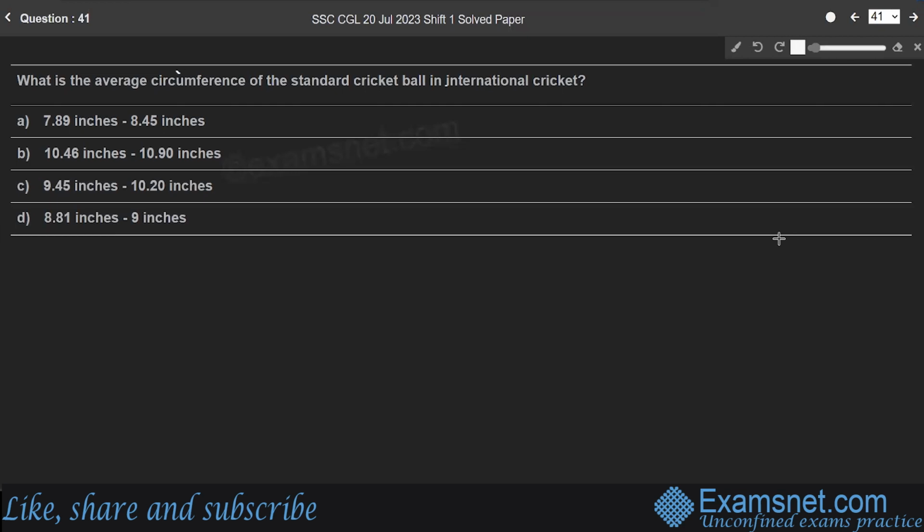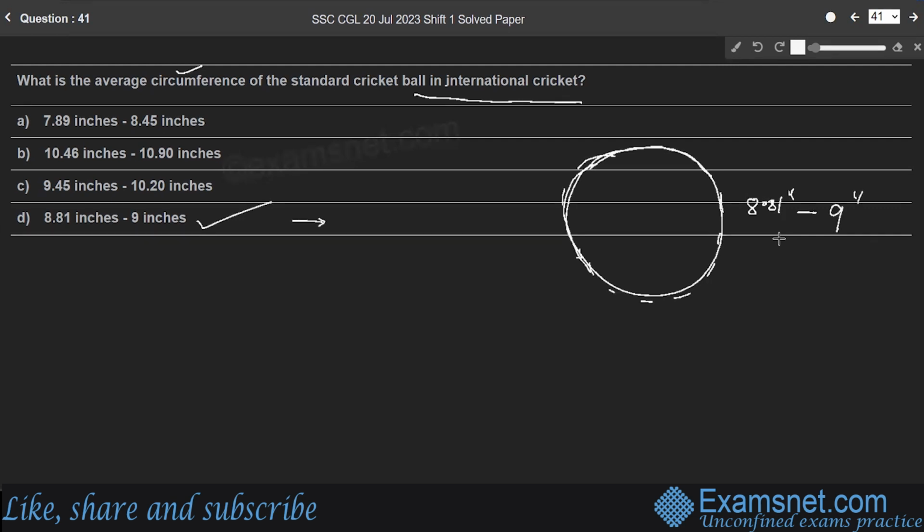Question 41. What is the average circumference of the standard cricket ball in international cricket? Students, 8.81 inches to 9 inches is the average circumference of the standard cricket ball in international cricket. So here cricket ball is a hard solid ball used to play cricket, right? So its average circumference, the whole part, is 8.81 inches to 9 inches. Cricket ball consists of a cork core wound with a string, then a leather cover stitched on, and manufacture is regulated by cricket law at first class level, right?